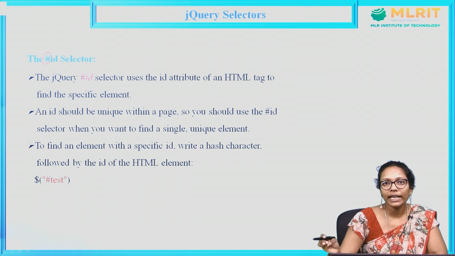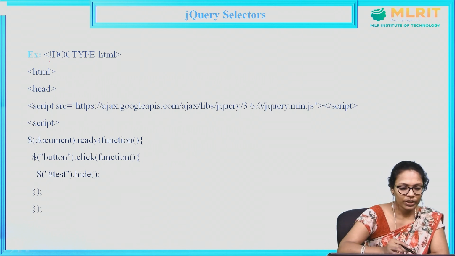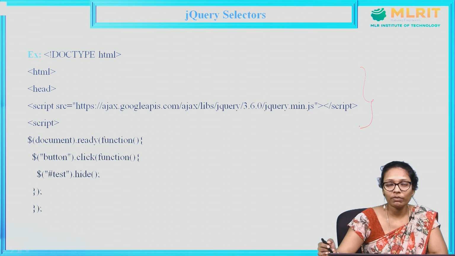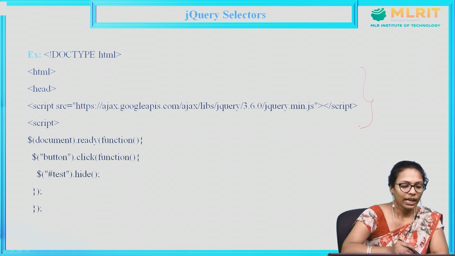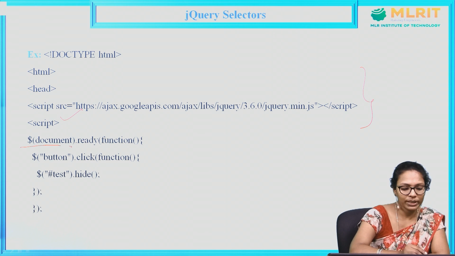And we know an ID should be unique, and a single ID should be given to a single element. So here is one example for that. We know this part is common for every jQuery program. Why? Because you need to include the source file of the jQuery library. And now I'm writing another script for my jQuery code. When should this be executed? Whenever the document is ready.